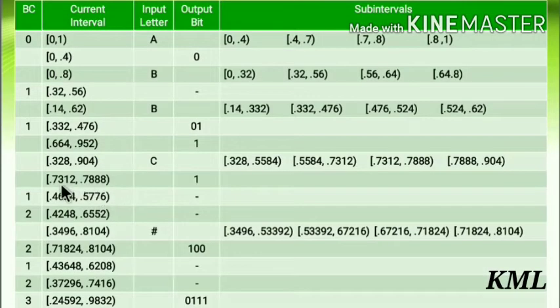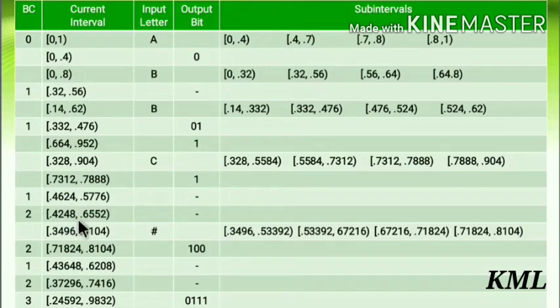So you output nothing, then you increment the bit count. Your bit count here was 0, so now it becomes 1. Then subtract 0.25 from the lower and upper bound and double them. After subtracting and doubling you get these values. Now you got your new current interval. Again check this with the algorithm.